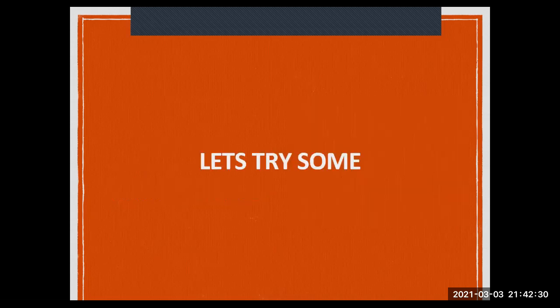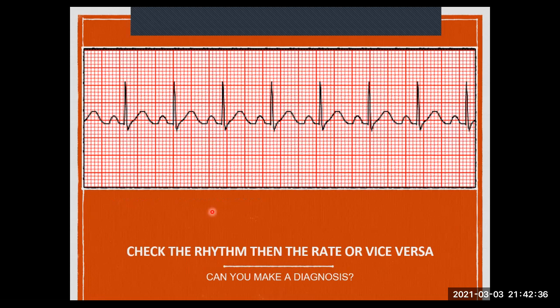So what we're going to do is try some examples, and hopefully learn some diagnoses as well. Let's have a look at this one. Let's start with the rate first. Let's just pick an R wave here. We've got 1, 2, just above 3. So this heart rate is about 107, maybe 108 beats per minute. So we've got a tachycardia.